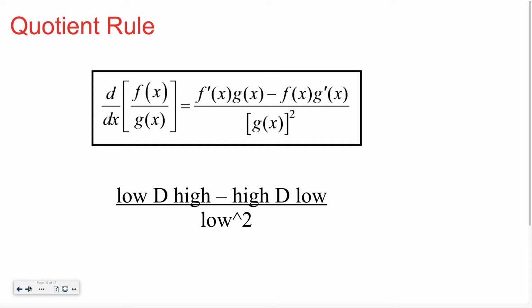Okay, so this is how I learned it when I was 17 years old. Low D high. So the lower function, denominator, times the derivative of the numerator. Minus high D low. The numerator, high, times the derivative of the denominator, low. All over low squared. So like low D high minus high D low. Just kind of has a little flow to it. You don't have to use it, but if it helps you remember it, there it is for you.